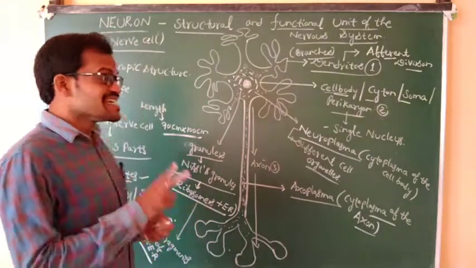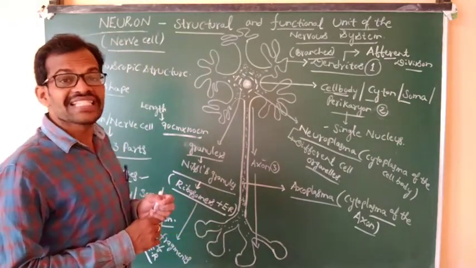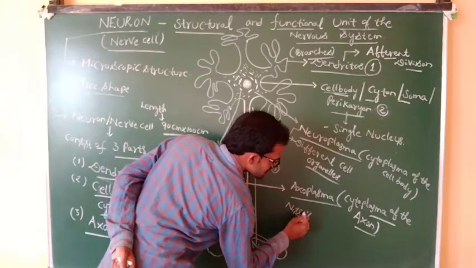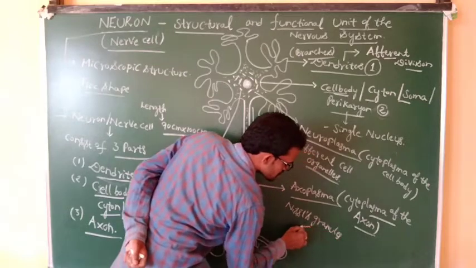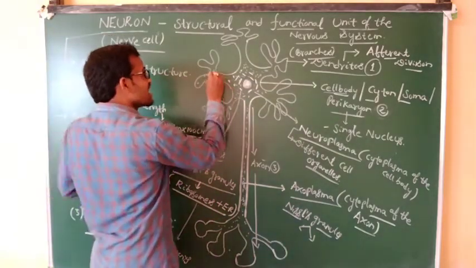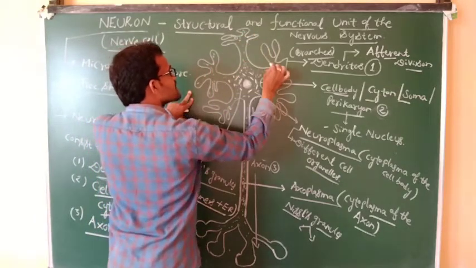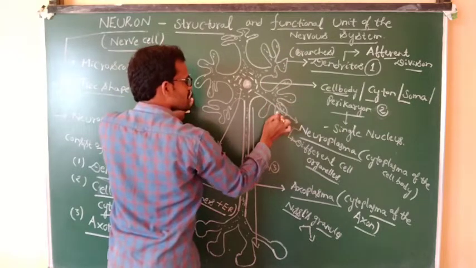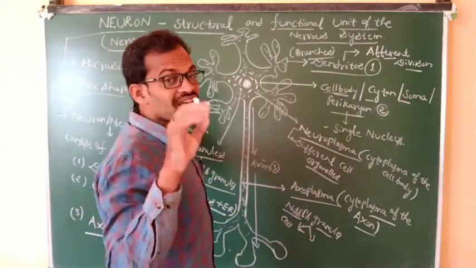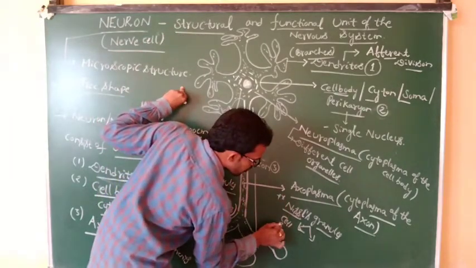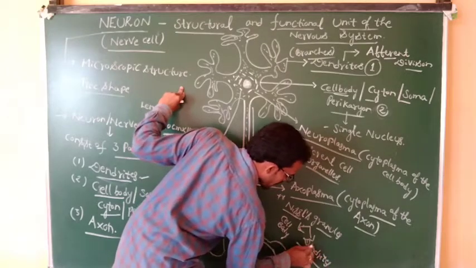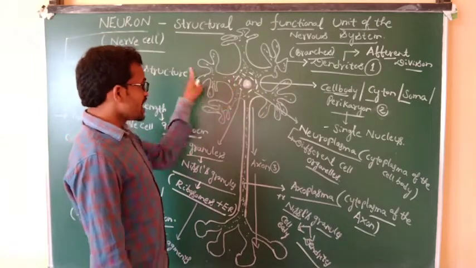These Nissl granules are present in the cell body as well as dendrites. Nissl granules are located in the cell body as well as dendrites. It is very important: they are present in the cell body as well as dendrites.